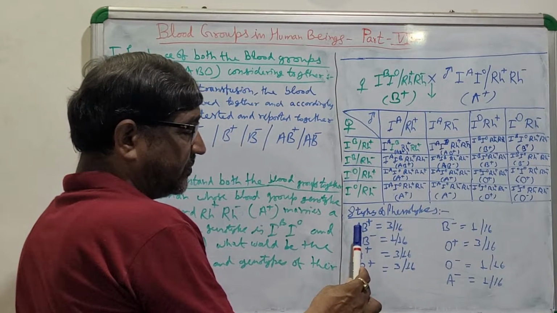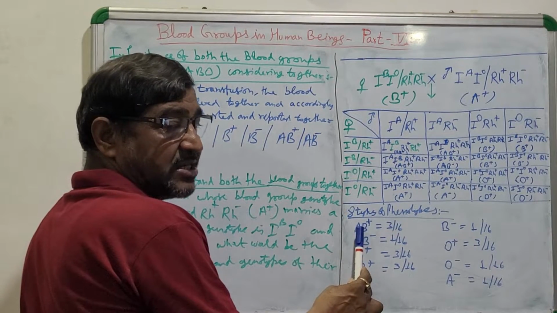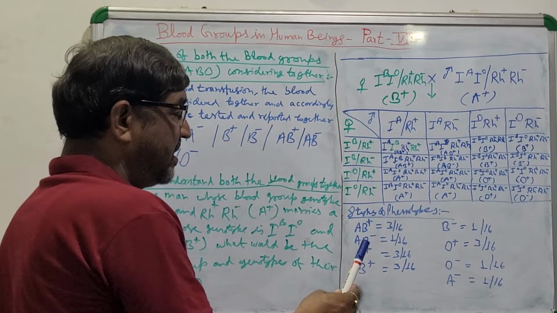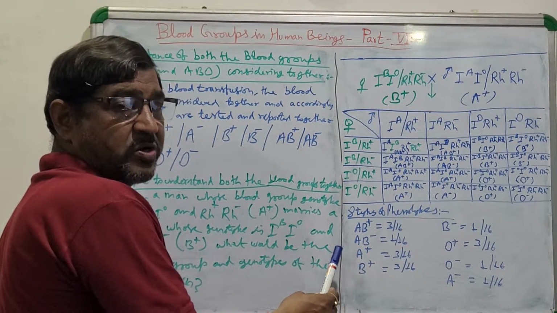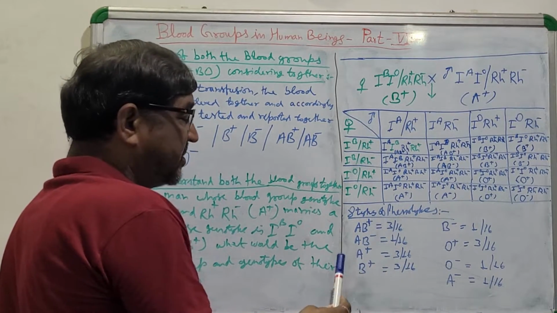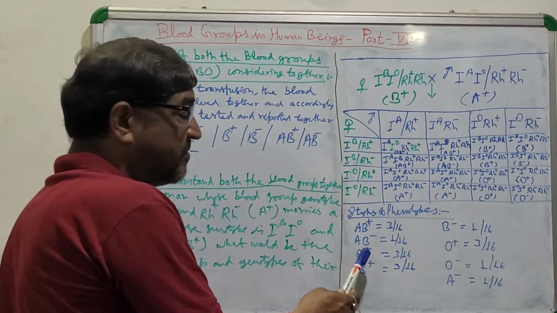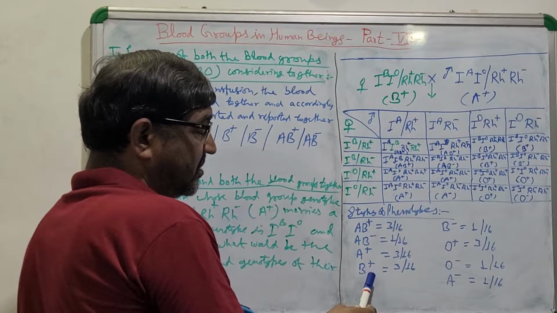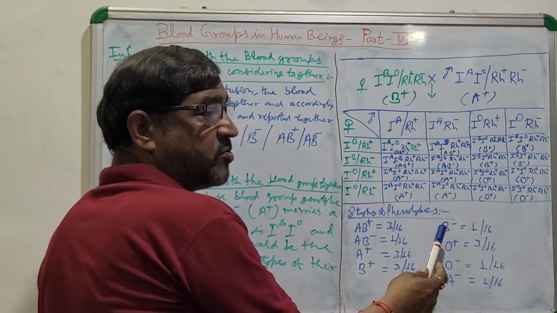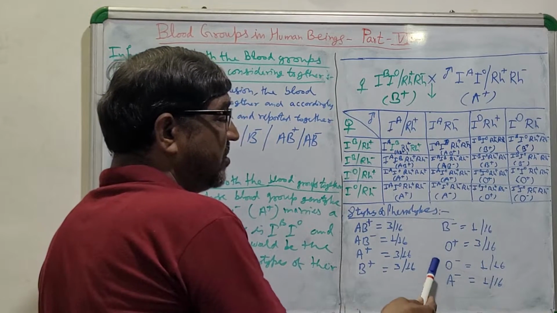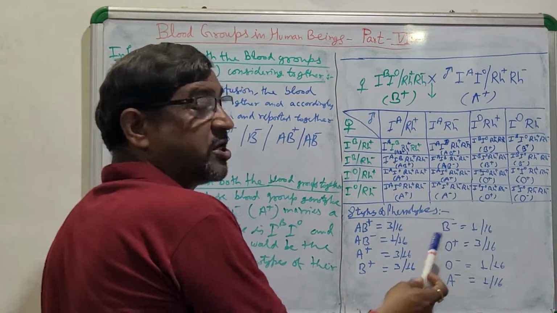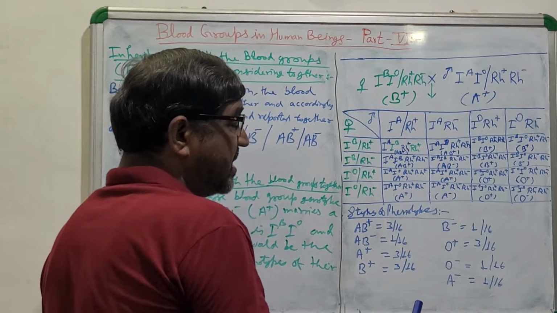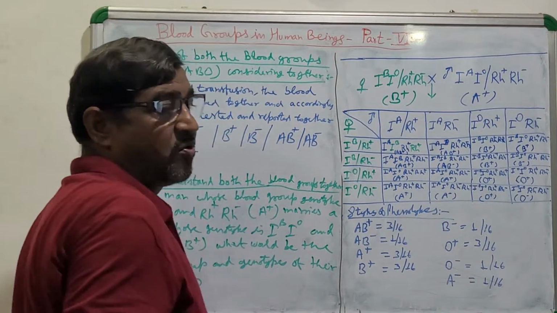AB positive, you can get the child, 3 out of 16. AB negative, you can have 1 out of 16. A positive, 3 out of 16. B positive, 3 out of 16. B negative, 1 out of 16. O positive, 3 out of 16. O negative, 1 out of 16. And A negative, 1 out of 16.